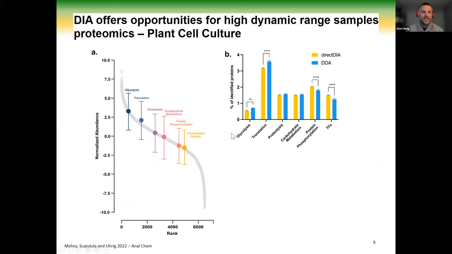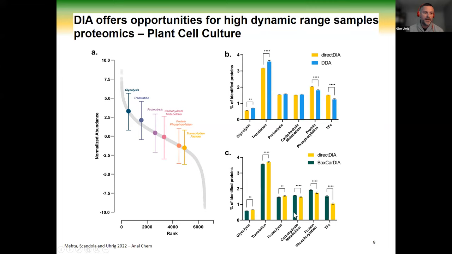Now we do see a little bit of a drop off at the high abundant protein level when you start to use direct DIA, but I think it's a fair trade-off because of the massive increases we're getting in quantifying low abundant proteins. And so you can see here quite clearly that we're getting improvements in things like detecting transcription factors and things related to protein phosphorylation like protein kinases. And then again, when you go to the boxcar DIA approach, we're getting even further improvement relative to direct DIA with a small decrease again in the higher abundant proteins.